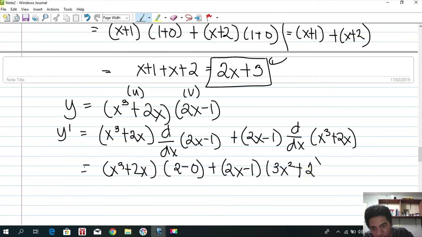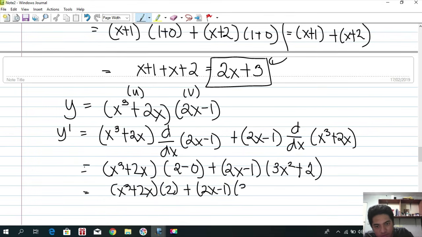plus 2. Okay? So the derivative of this is actually 2, because this is a function x multiplied by a constant. The derivative of this is 1. 2 times 1, that is equivalent to 2. And this is a power rule, I mean. Okay? So simplifying our answer, we have x cubed plus 2x times 2, plus 2x minus 1 times 3x squared plus 2. Okay?